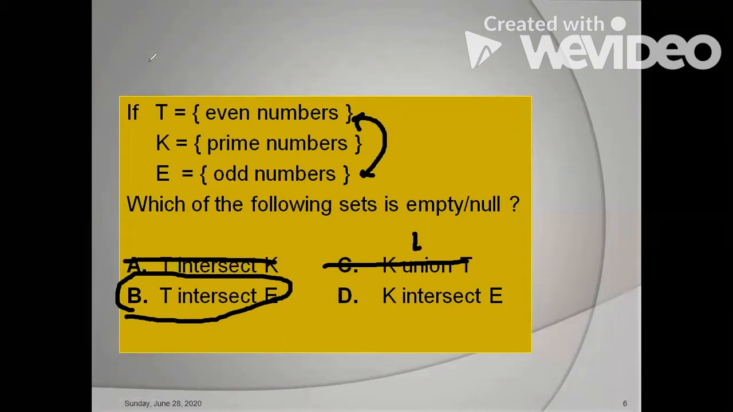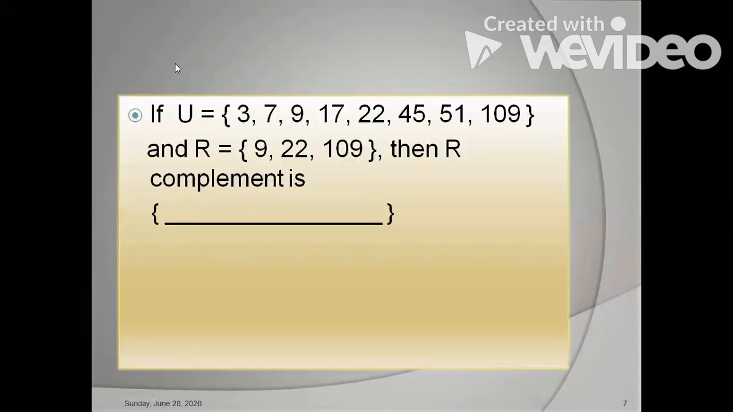All right, let's move on to the next question. So we're given the universal set and we're given set R. So the question says then R complement is. So R complement means what's not in R. So if you notice, you take out 9, take out 22, take out 109.